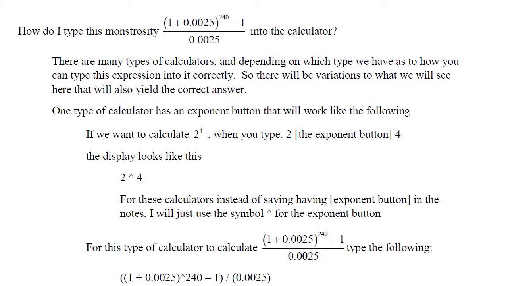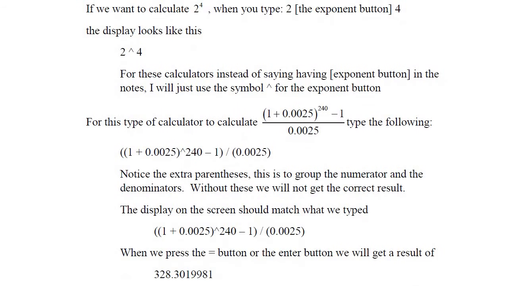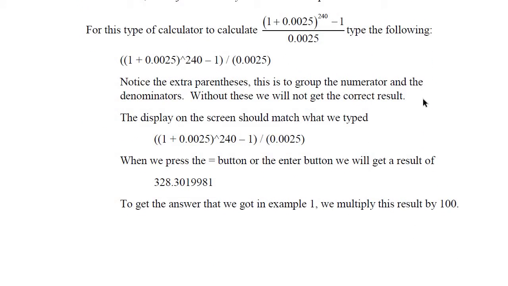So for this type of calculator, here's how we're going to put in that particular expression. I'm going to do 2 left parentheses and then 1 plus 0.0025 right parentheses, my exponent 240, minus 1 right parentheses, divided by left parentheses 0.0025 right parentheses. Now notice I'm putting in a lot of extra parentheses. The big reason why is because many calculators cannot put a fraction in this fraction format. So I have to use these extra parentheses to group the numerator together and to group the denominator together. And if I don't put those extra parentheses in there, it will not calculate to the correct value.